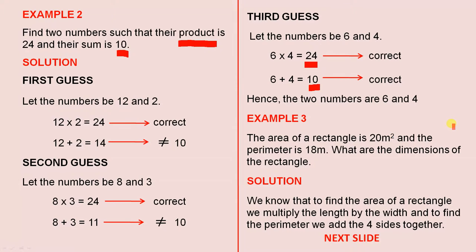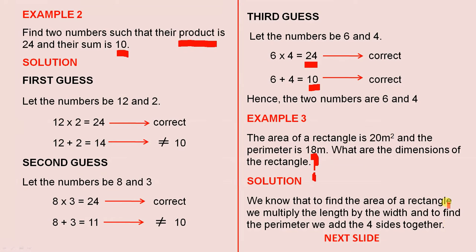Third example. The area of a rectangle is 20 square meters, and the perimeter is 18 meters. What are the dimensions of the rectangle? And here we have a question mark. So, what are the dimensions of the rectangle? We know that to find the area of a rectangle, we multiply the length by the width, and to find the perimeter, we add the four sides together.